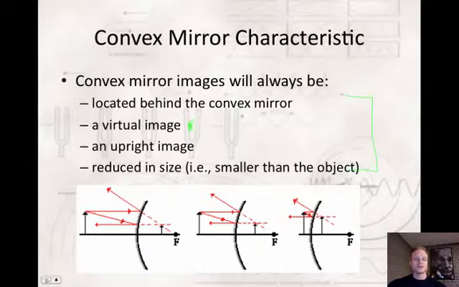The image will always also be upright. It'll never be inverted. It'll always be upright, and it will be reduced in size, so it'll be smaller than the object itself. Those are just things to keep in mind. So as you're doing calculations, if you're getting things like real images or images that are bigger than the original object, you can say, hey, I'm doing something wrong here, and make the appropriate corrections.